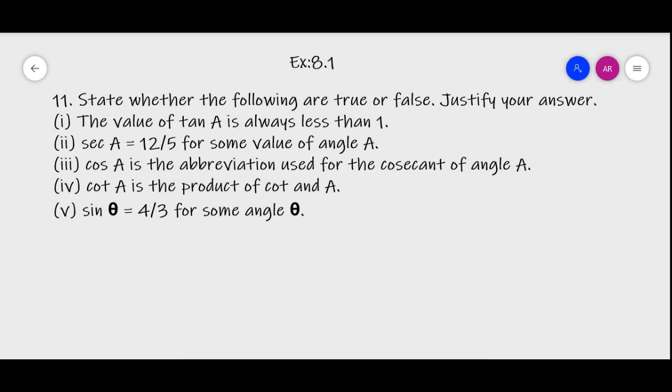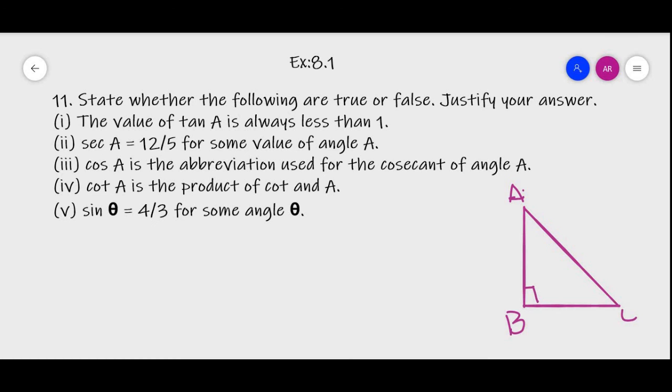So let us have a look at question number 11 in exercise 8.1. First of all, in here also let's draw a diagram, a triangle, so that it's going to be easy to visualize everything. So this is going to be my diagram. This is going to be 90 degrees. I'm going to name it as A, B and C.